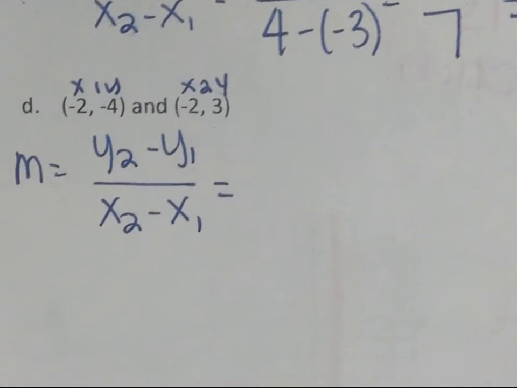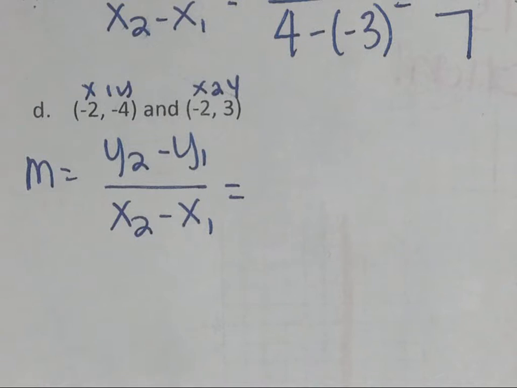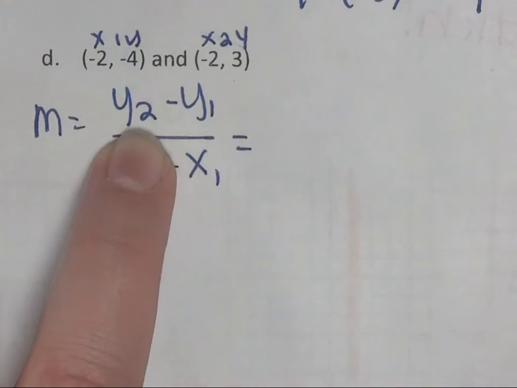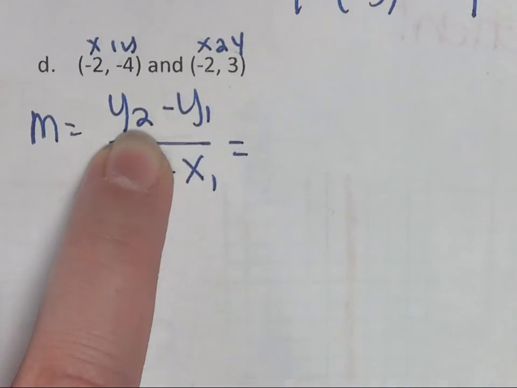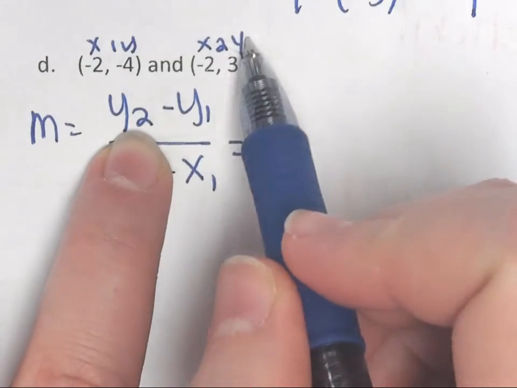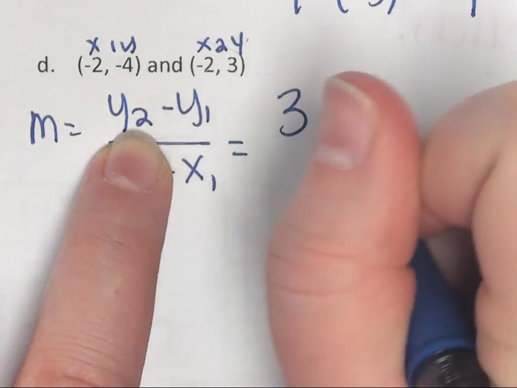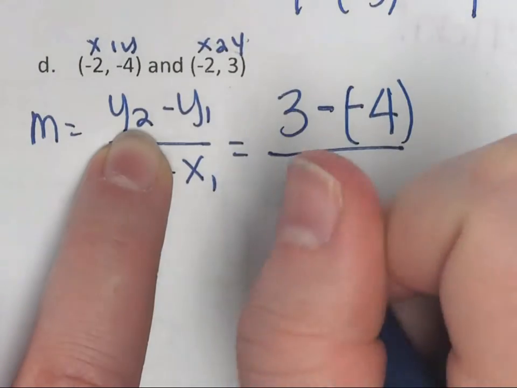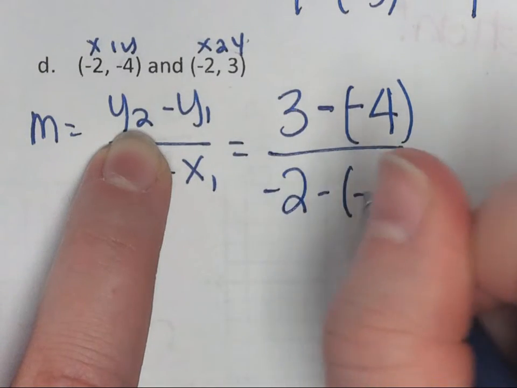Okay? Now, D is similar but different. Okay? So Y2 for D is 3. 3 minus -4. Very good. 3 minus negative 4 over -2 minus negative 2.